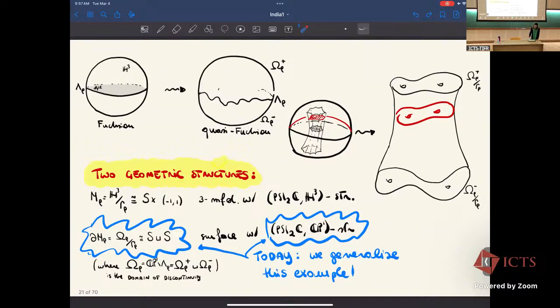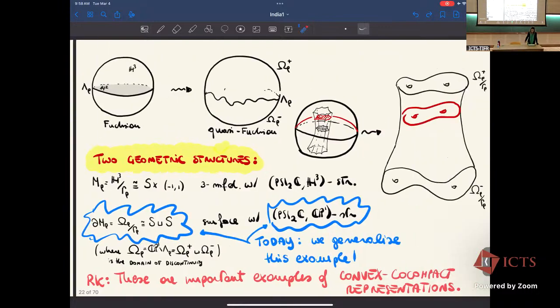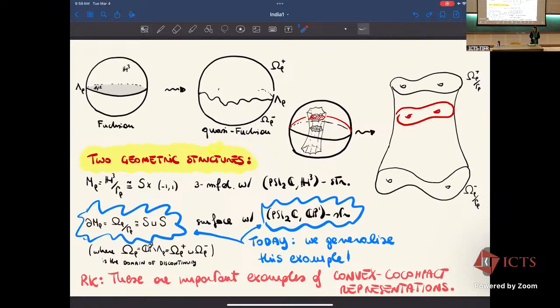This second point of view will be the point of view that we will generalize today in the higher Teichmüller setting. So when we will look at representations not in PSL2C anymore, but in some other higher rank complex group. And in fact, these examples are really prototypical examples of both general hyperbolic 3-manifolds, because this quasi-Fuchsian representation comes in the end from a hyperbolic 3-manifold, but also of convex cocompact representations. So maybe for people that are more interested in geometric group theory.